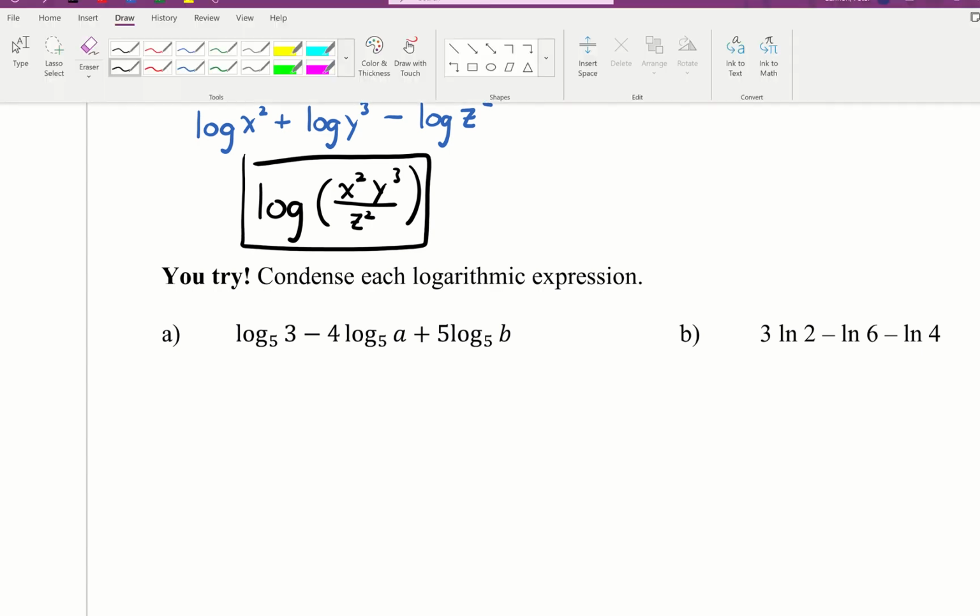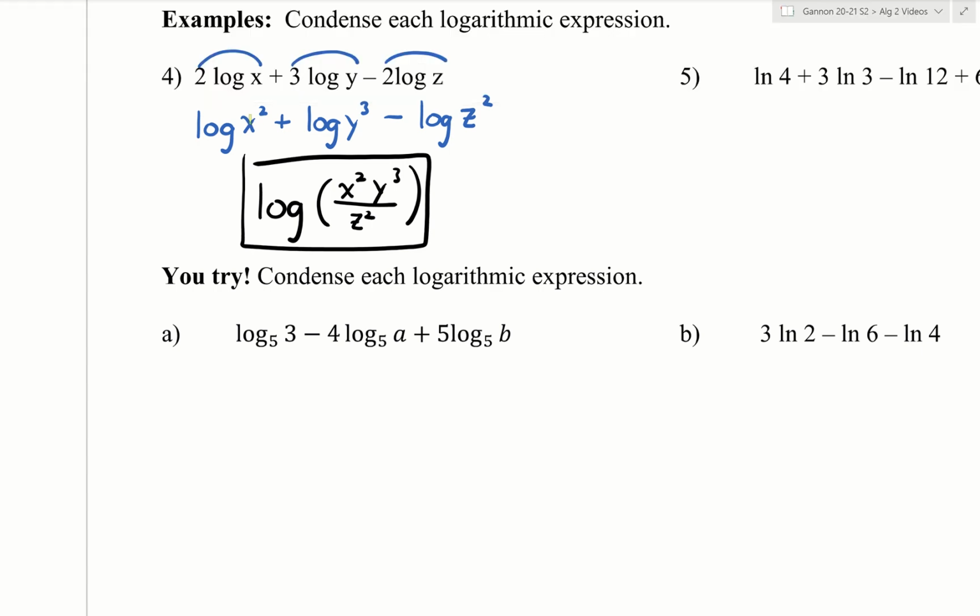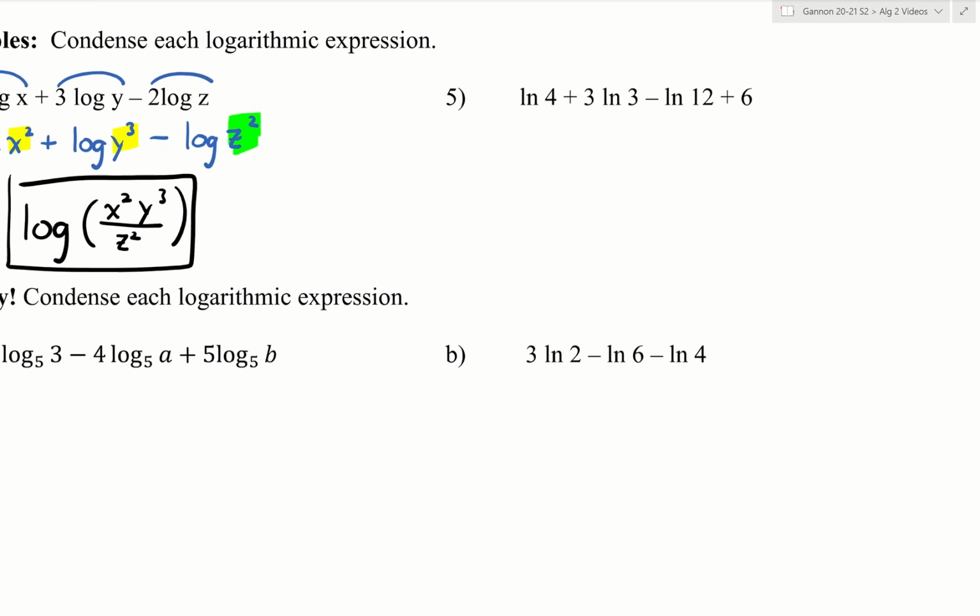Again, the easiest way to think about it is if the log is positive, this value goes on the top, but if the log is negative, like it is here, then this value goes on the bottom. All right. Again, guys, try this, pause the video before you do number 5 and see what you come up with.